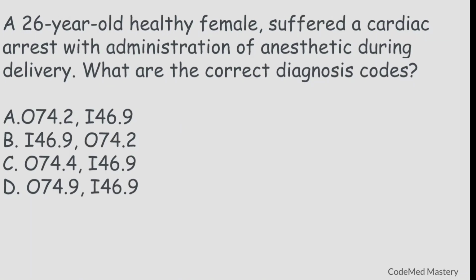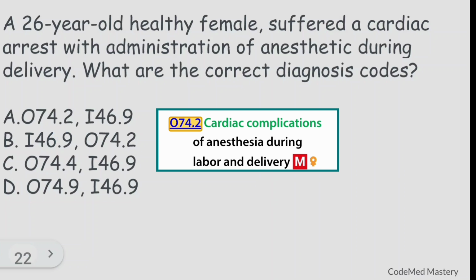Next question. A 26-year-old healthy female suffered a cardiac arrest with administration of anesthetic during delivery. What are the correct diagnosis codes? Let us check option A, O74.2. O74.2 is for cardiac complications of anesthesia during labor and delivery.